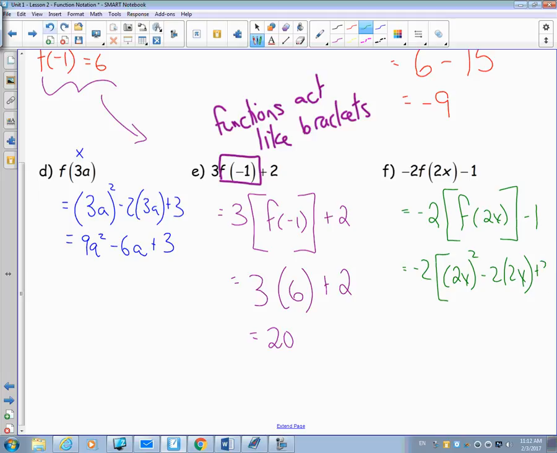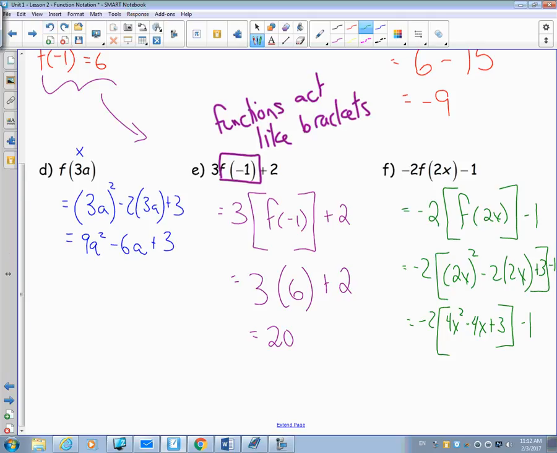Hang on, let's make this smaller. Minus 1. Okay, so inside the bracket, we have to figure that out first. We'll get 4x squared minus 4x plus 3, with the minus 1 afterwards. We can expand our brackets, so distribute: multiply in, multiply in, multiply in. We've got negative 8x squared plus 8x minus 6, and then the minus 1 at the end. And if we simplify all that, we get minus 7.